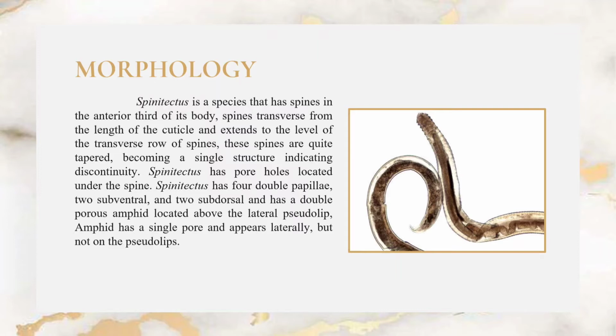Spinitectus is a species that has spines in the anterior third of its body. Spines transfer from the length of the cuticle and extend to the level of the transverse row of spines. The spines are quite separate, becoming a single structure indicating discontinuity. Spinitectus has 4 holes located under the spine. Spinitectus has 4 double papillae with 2 subfrontal and 2 subdorsal, and has a double porous amphid located above the lateral pseudolip. The amphid has a single pore and appears laterally but not on the pseudolips.